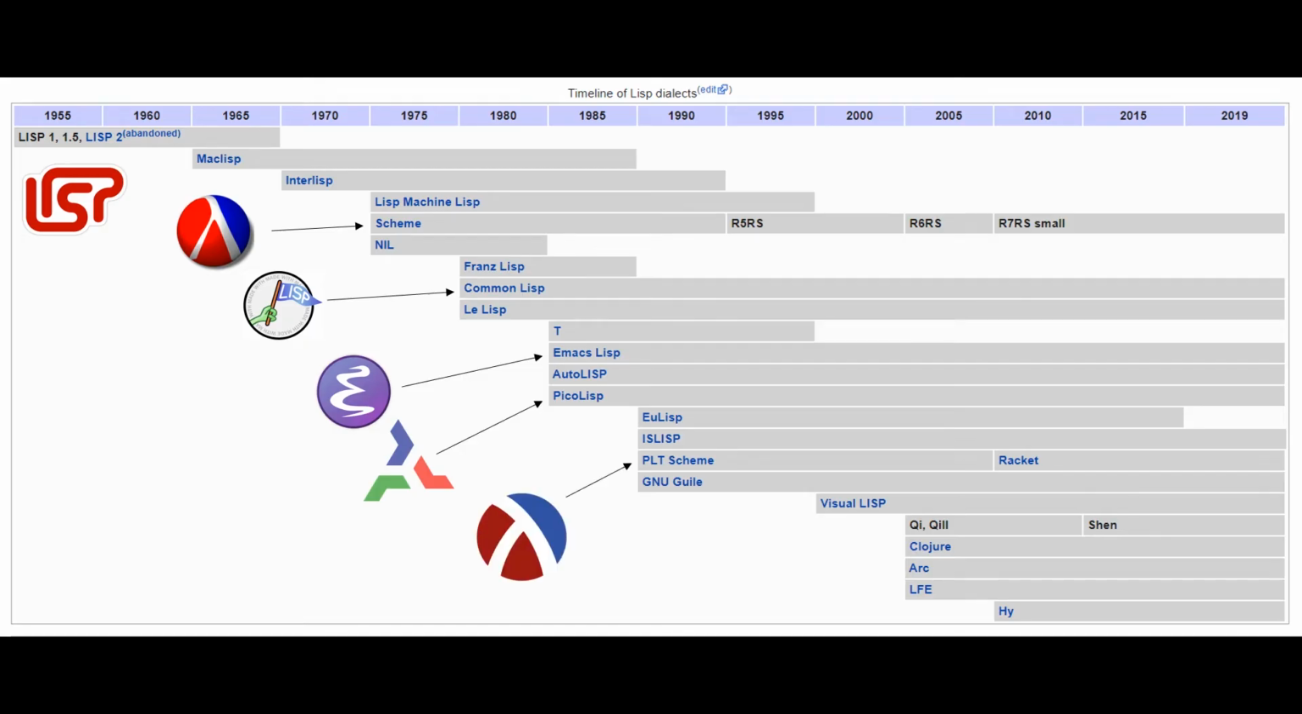Like I mentioned before, this was created by the PLT research group, and you can see that in the 2000s, it was later renamed to Racket. So that's the relationship between PLT Scheme and Racket. It's just a renaming, so they're basically the same thing.